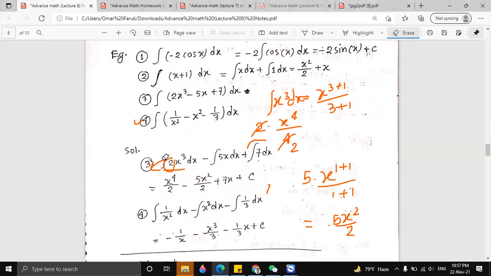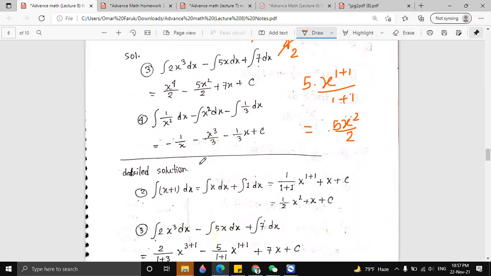So these are very simple, but we will discuss complex integrations just after a moment, okay? So number 4, this is also very simple. We have 1 by x square and x square and 1 by 3. So 1 by x square.